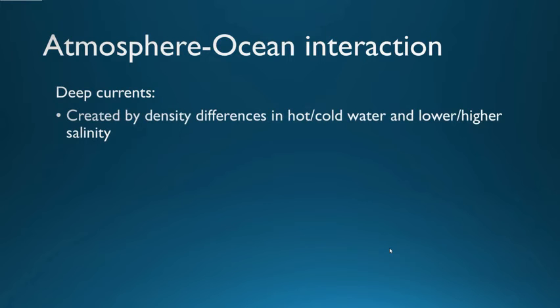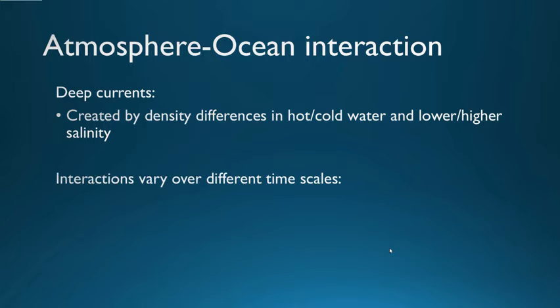So, of course, there are deep currents that are created by density differences in hot and cold water and higher and lower salinity, right? So, hot water is less dense and fresh water is less dense. So, hot fresh water tends to rise, and then cold water or highly saline water is denser. So, cold salty water tends to sink. And that creates convection currents in the ocean. Now, these are the deep currents, right? These are not the surface gyres, which tend to be dominated by surface winds. But the deep currents are dominated by density differences in the water.